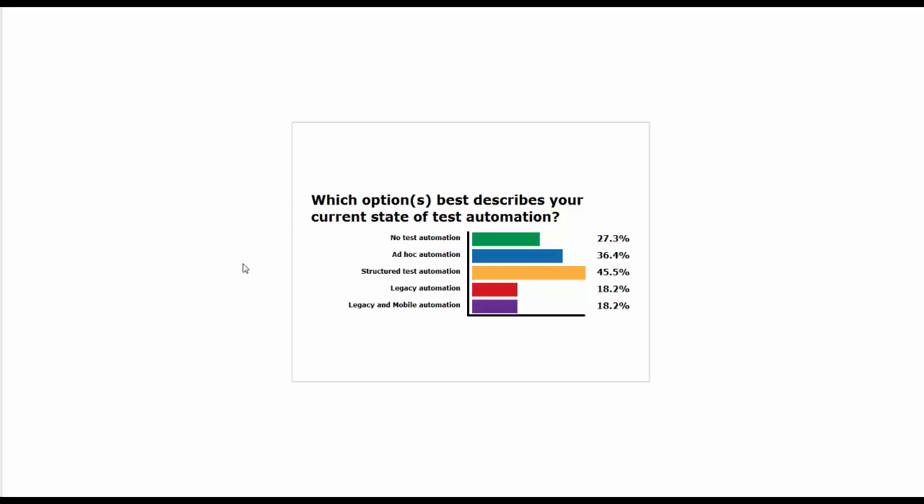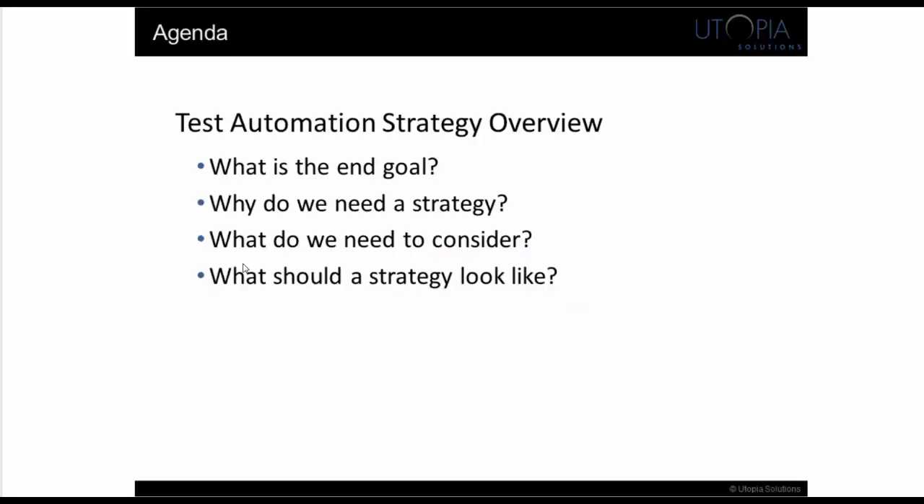So I'm going to skip to some results here. We've got a fairly good mix of people today. Which options best describe your current state of automation? 27% here, no test automation, ad hoc, structured test automation, a very large percentage, that's great. We have some legacy automation and legacy mobile automation there for you, Lee and Mike.